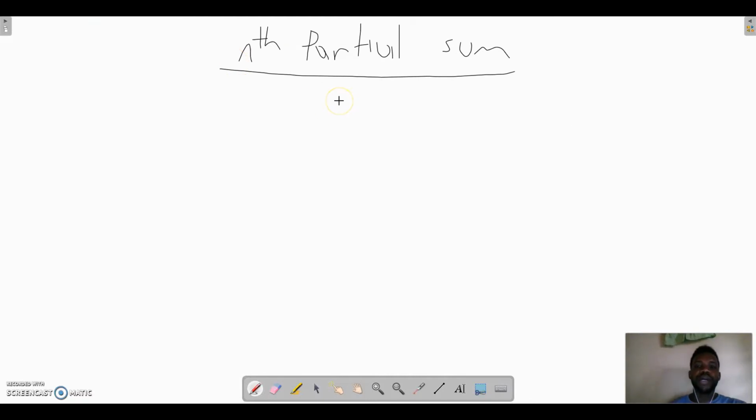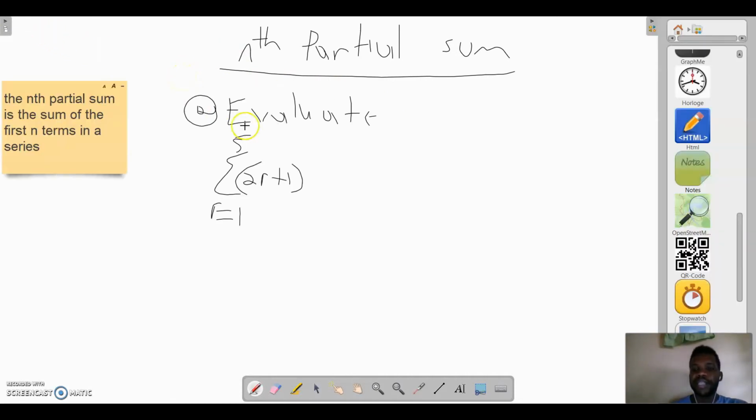Well, we can also talk about the n-th partial sum. The n-th partial sum is the sum of the first n terms of a particular series. And we're going to look at an example. So example, evaluate the sum of 2r plus 1 from r equal 1 up to 5. This is what is called the fifth partial sum, because it will be the sum of the first 5 terms.